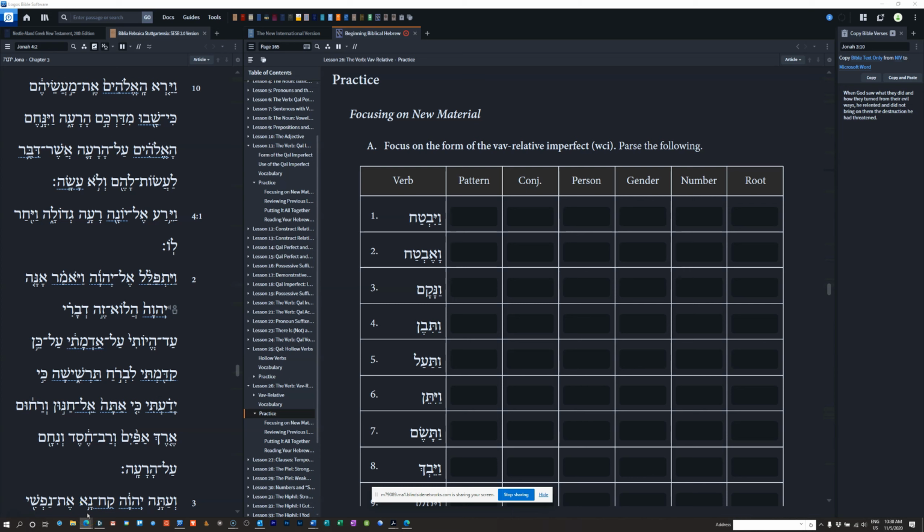We've got a lot to cover here this week in our Futato exercises, so let's jump in here to lesson 26. What we're looking at is the Vav relative plus the quote-unquote imperfect. It's important for you to realize if you go on in Hebrew, we're calling this the Vav relative imperfect because it looks a lot like a Vav relative attached to an imperfect.